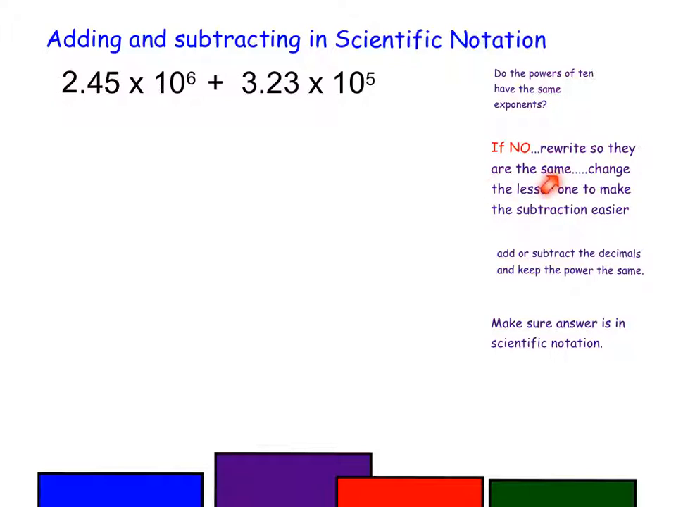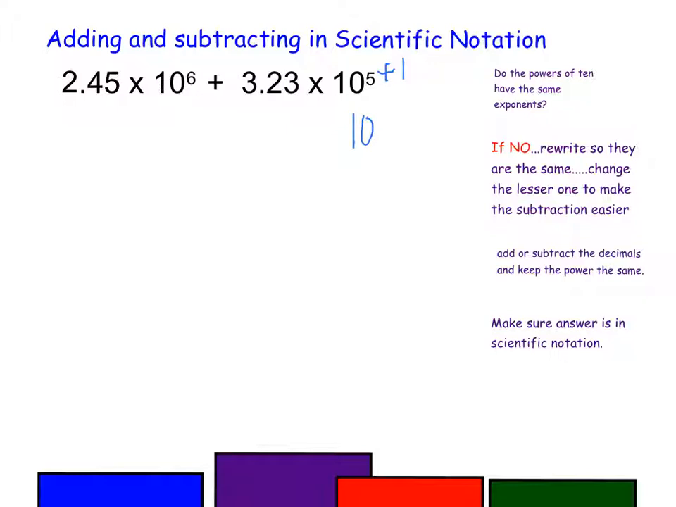That's using the skills that you learned. If you make the decimal smaller, the exponent has to get bigger. If you make the decimal bigger, the exponent has to get smaller. That idea. A hint is to change the lesser one to make the subtraction easier. So we're going to go to the one that has the lowest exponent, in this case here. We have to get it to 6. So that means I have to add 1 to the 5.